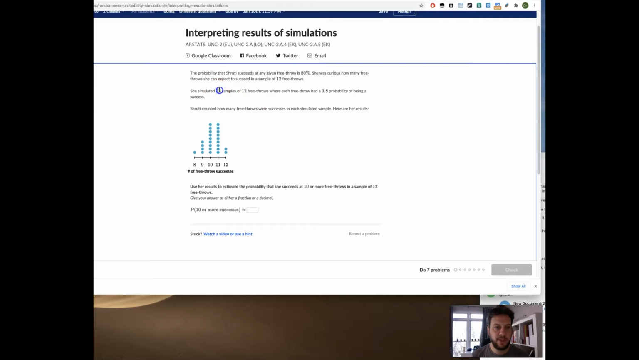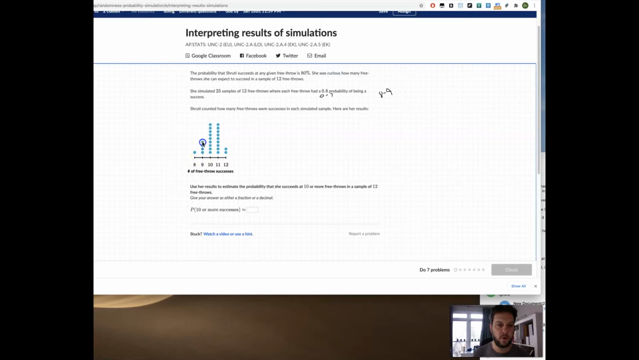So she simulated 25 samples of 12 free throws with 0.8 probability. This would be like looking at a random digit table, assigning, say, 0 through 7 to be a make, because that's 8 numbers, and then 8 to 9 to be a miss. And then you just run through, and every time you see a number, you write down whether it was a make or miss. And then what this is saying is, one of the times that we ran the experiment, they made 8 out of 15.